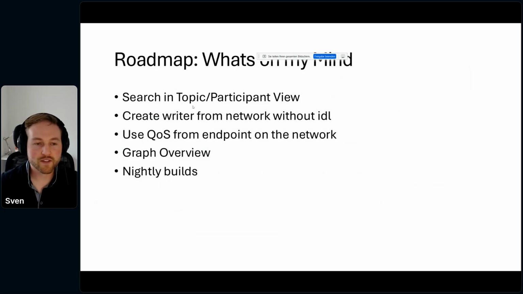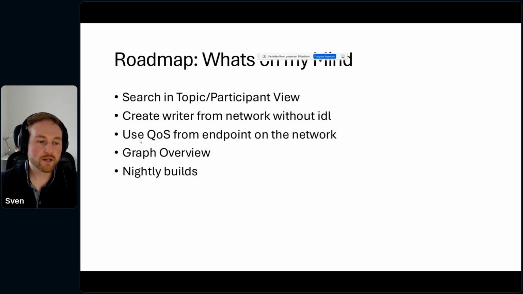Basically, it's just doing, I think, all the things are right in place. It's just implementing it. Then, when you currently create a reader or writer from the network, you have to select your QoS by yourself. Normally there's no need for it, the software could also just know it. So I want to use the QoS directly from the endpoint, from the topic.